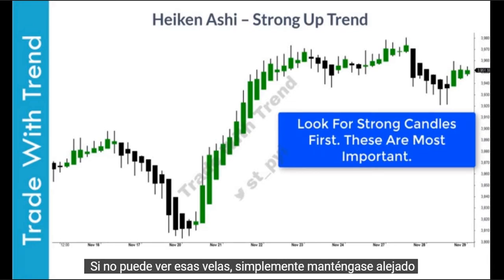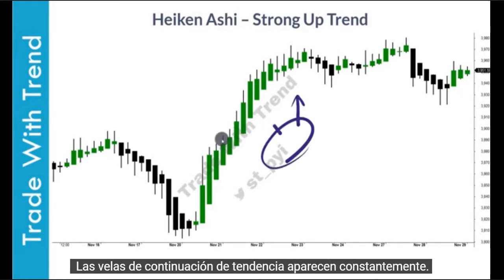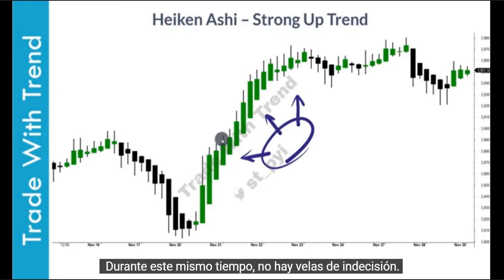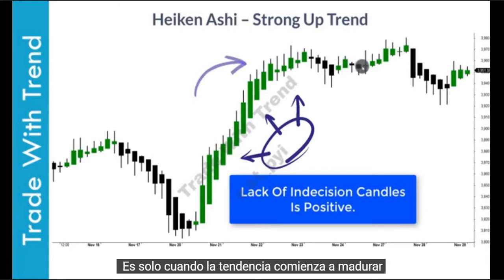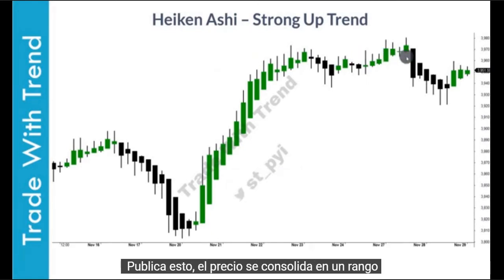If you cannot spot such candles, then simply stay away from the stock or index futures you're willing to trade. Now in this chart, as trend progressed higher, trend continuation candles consistently show up. During the same time, there are no indecision candles that are visible on the chart. It is only when trend begins to mature and momentum begins to fade, we begin to spot these indecision candles that I've marked on the chart. Post this, price consolidates in a range and starts moving lower.